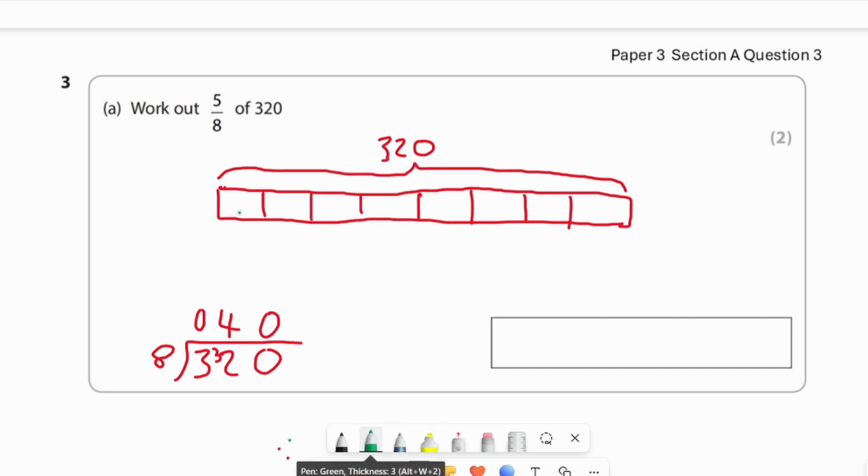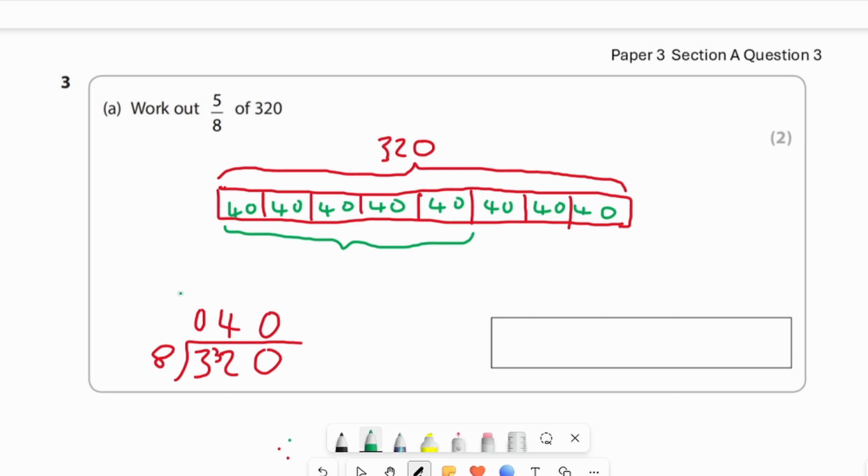It's 40. Each part is 40, so I'm just going to fill that in the bar diagram. Each part, 8 40s will make the whole 320, and then the question's asking us for 5/8. So it's asking us for 5 parts. So we need to work out what 5 of these are, 5 40s.